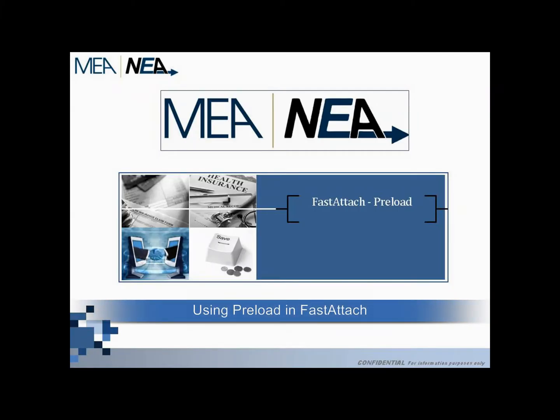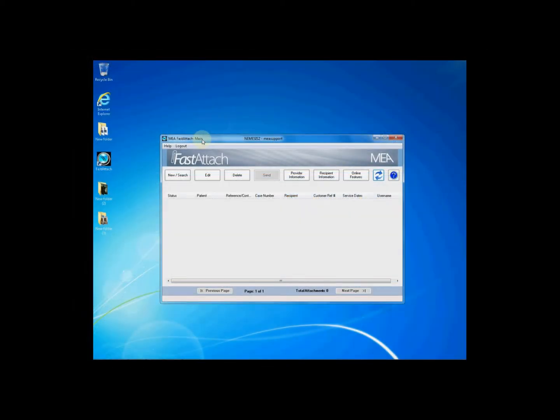Using Preload in FastAttach. This video instruction shows how to use the preload function in the FastAttach software to access and use preloaded patient data for your submissions. To begin, from the main screen of FastAttach, go to the New Search button located on the left-hand side.